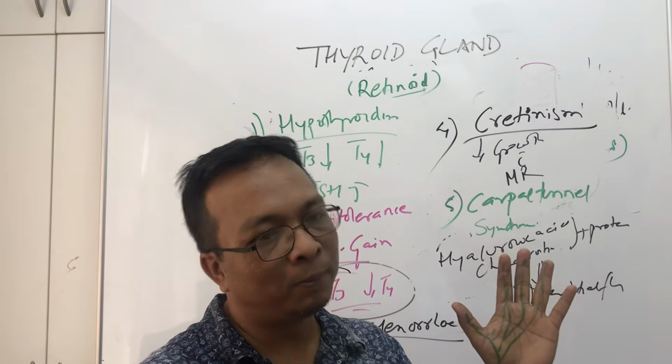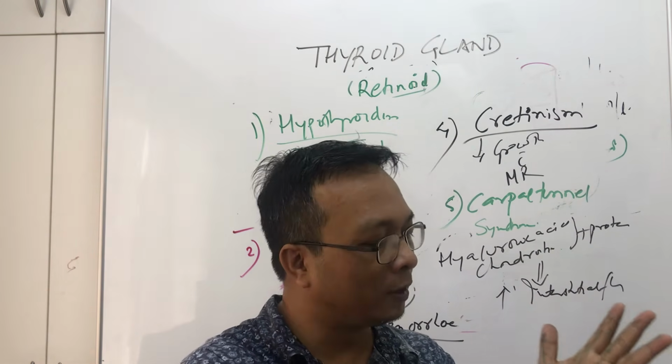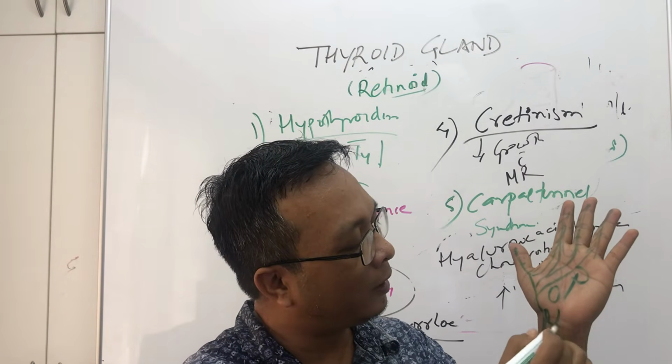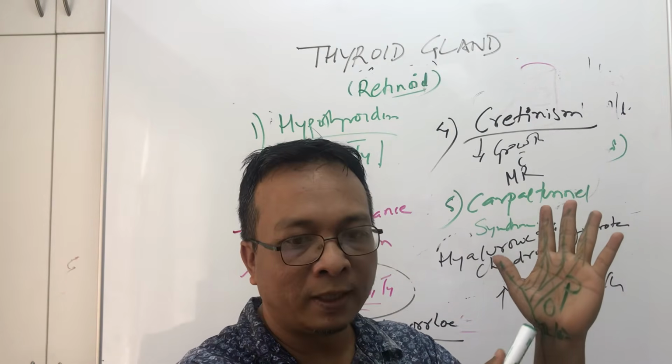What are the most common causes? Normally it happens during pregnancy, obesity and RA, rheumatoid arthritis. Pregnancy, obesity and rheumatoid arthritis.